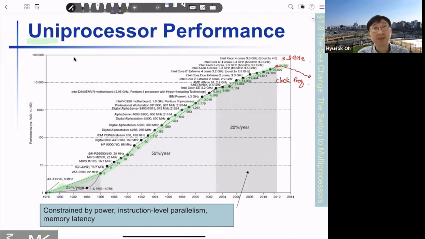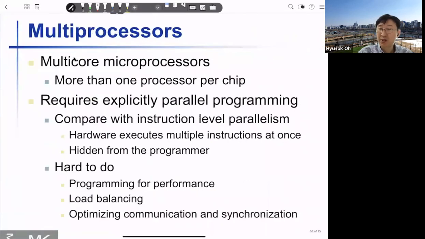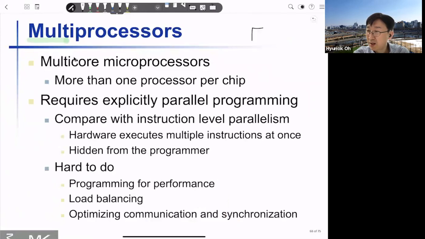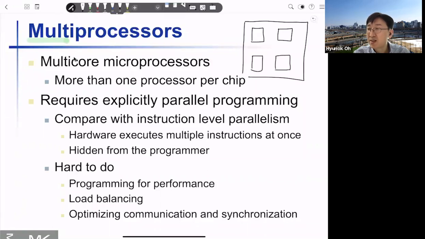So what they are doing then is using multiprocessors. Instead of just making a single processor, within a single chip they are adding more cores. A core is actually a different processor; each core is an independent processor. Everything is a processor.